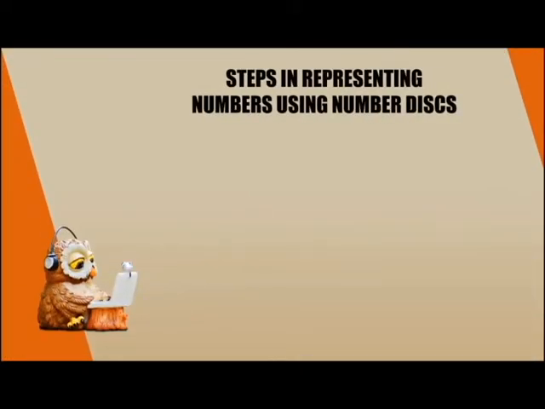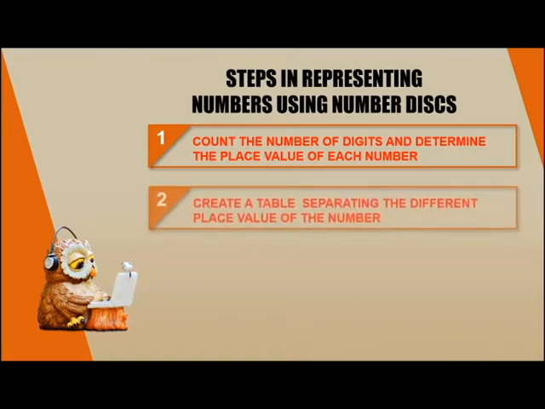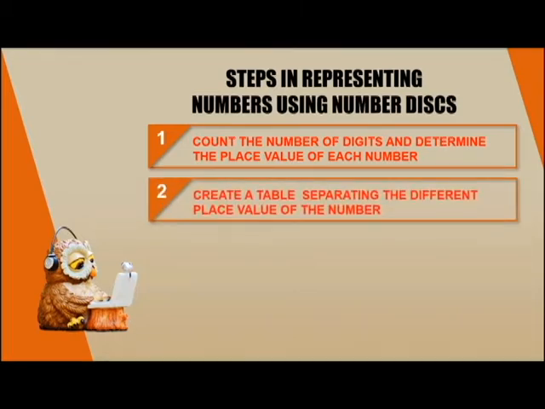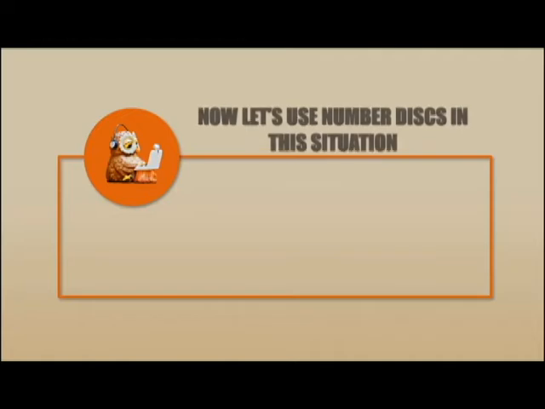Take note. Step 1. Count the number of digits in the number and identify the place value of each digit. Step 2. Make a table which would separate the digits. Step 3. Add number discs which would represent each place value. To further understand what I am saying, let's use the steps in representing the number given earlier.